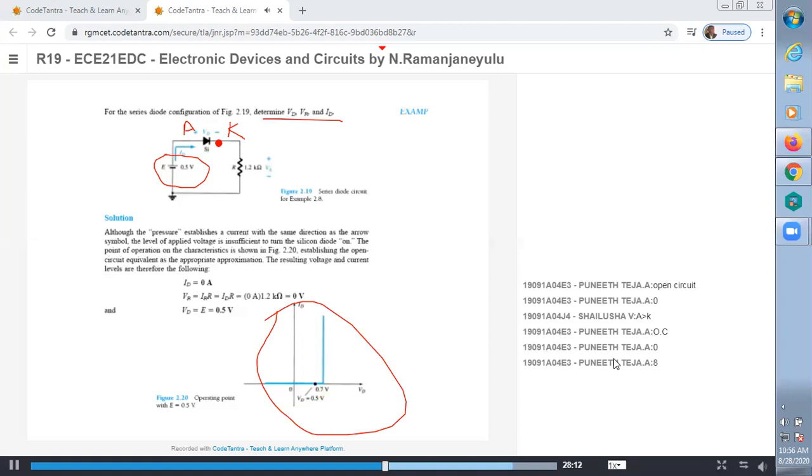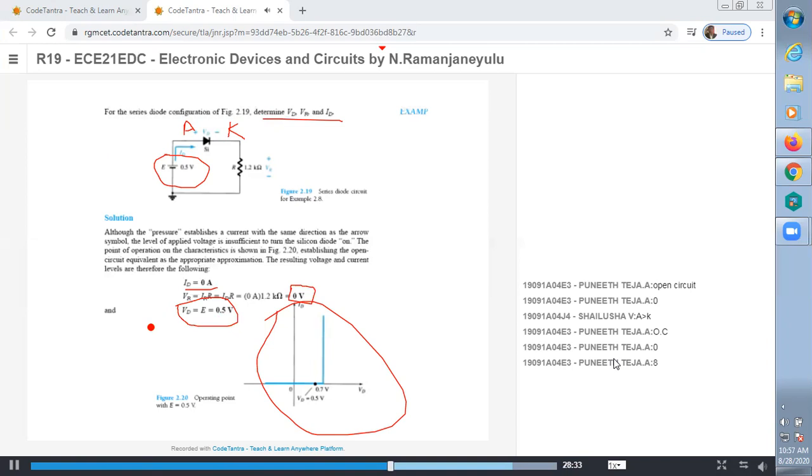In reverse bias, it is an open circuit. For an open circuit, the current is equal to 0 and there is no drop across the resistor. So the current is 0 and VR is also 0. VR is equal to 0 volts. Now what about the drop across this diode? The drop across this diode is equal to the input voltage, that is 0.5 volt.